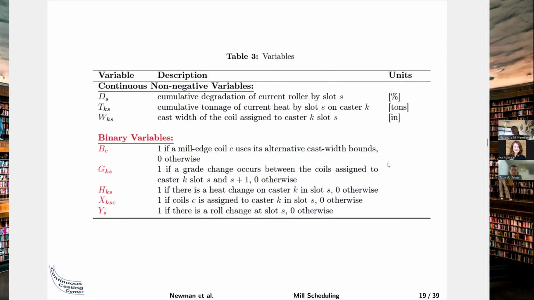Then the binaries we're going to denote in red. So, if a mill edge uses its alternative cast width bounds, if a grade change occurs between two successive slots on a caster, if there's a heat change between two successive slots on a caster, if a coil is assigned to a slot on a caster, and if there's a roll change in a particular slot.